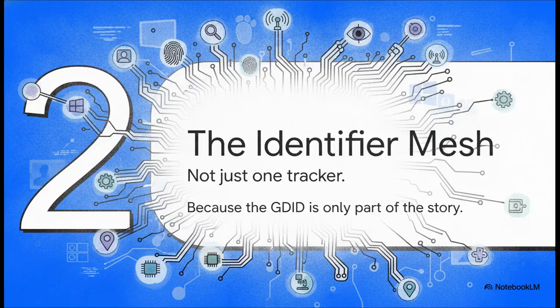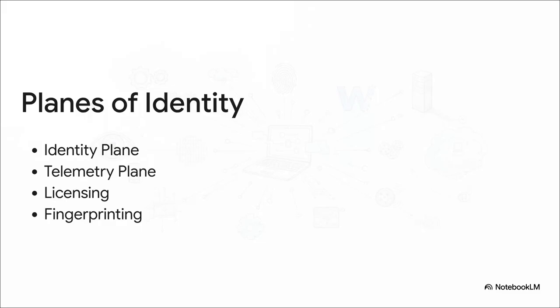Section 2. The Identifier Mesh. Not just one tracker, but many. Here's where it gets really interesting. The GDID doesn't act alone. Independent researchers have mapped out a redundant identifier mesh made up of 4 distinct planes of Windows identity. The operating system provisions persistent IDs from multiple independent authorities all at once.